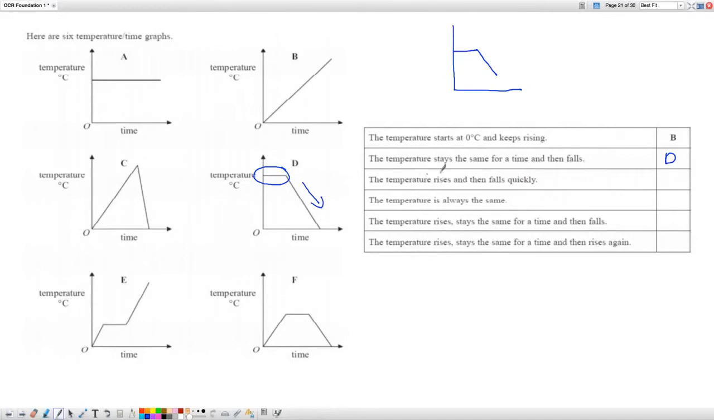Our next one, the temperature rises and then falls very quickly. So we're looking at one going up, then falling. That stays the same. This goes up, stays the same, up. This one goes up, then falls. So this describes graph C. We then have the temperature always stays the same, so it doesn't change. This here is the A, just stays constant.